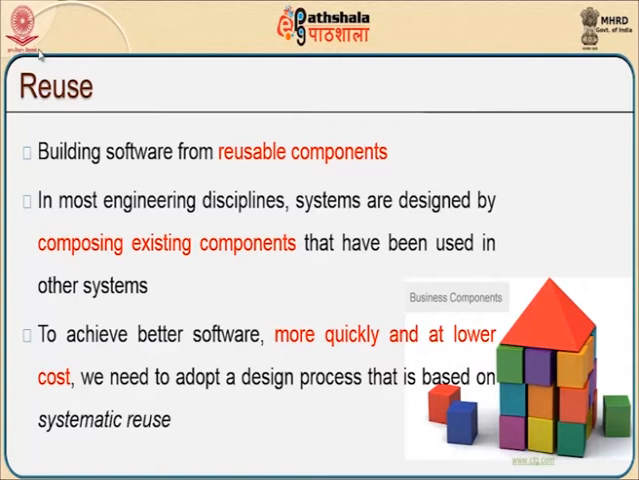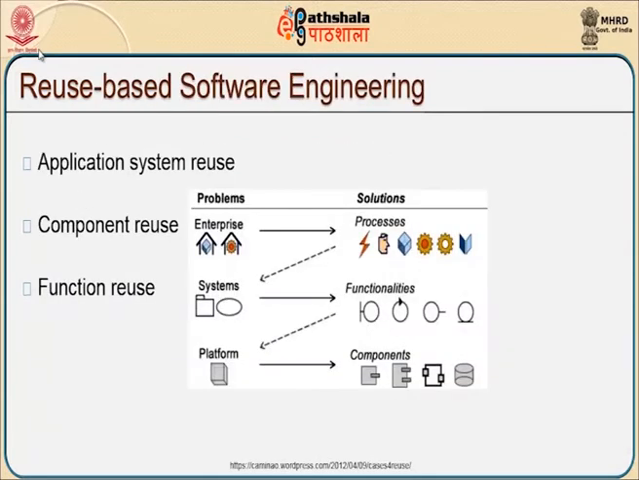In most engineering disciplines, systems are designed by composing existing components that have been used in other systems. To achieve better software more quickly and at lower cost, we need to adopt a design process that is based on systematic reuse. We have another field called reuse based software engineering, where we can have application system reuse, component reuse and function reuse.